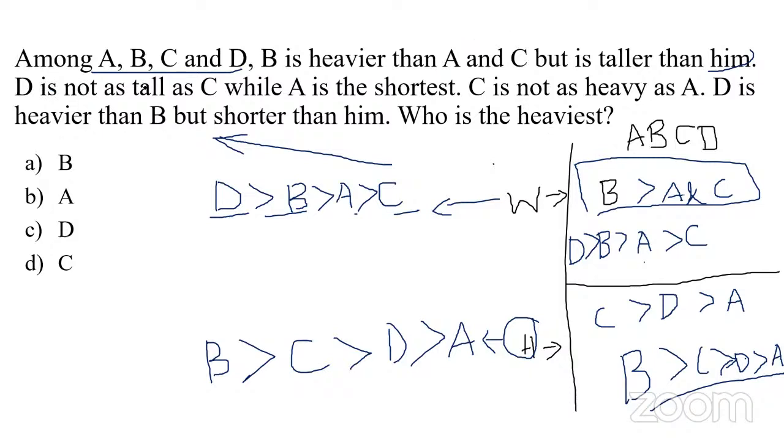So next statement, D is not as tall as C, while A is the shortest. So they have given A is the shortest. With that, we can write D is not as tall as C means D is shorter than C, but it is not the shortest because A is given as the shortest. So with this, we can write C is taller than D, which is taller than A. Among these three, which is the tallest? Among these three, which is the tallest? Dhananya Shri, tell me.